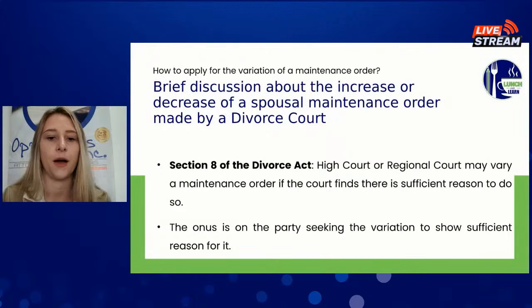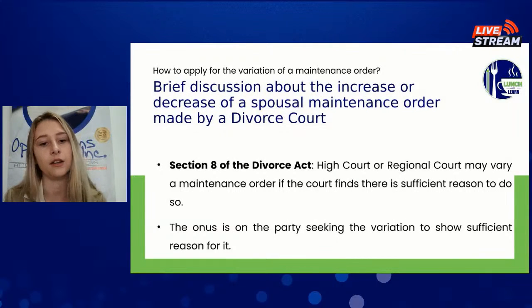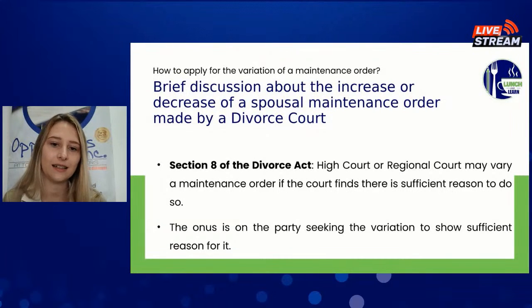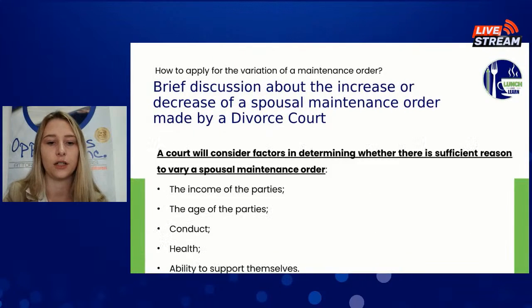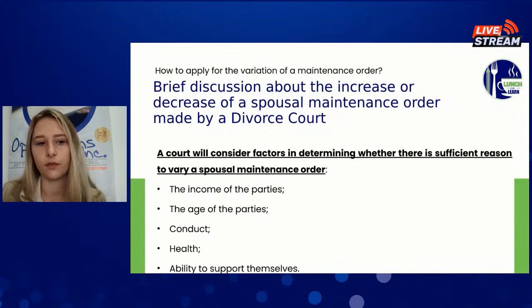Brief discussion about the increase or decrease of a spousal maintenance order made by a divorce court. So just briefly, because we are actually focused on child maintenance and not spousal maintenance, Section 8 of the Divorce Act says that a high court or a regional court may vary a maintenance order if the court finds that there's sufficient reason to do so. The onus is on the party seeking the variation to show sufficient reason for it.